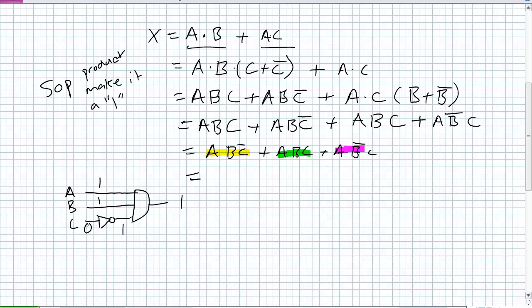I'm going to put it off to the side. I'm going to say yellow, A, B, C. The value for A should be a 1. The value for B should be a 1. The value for C should be a 0.